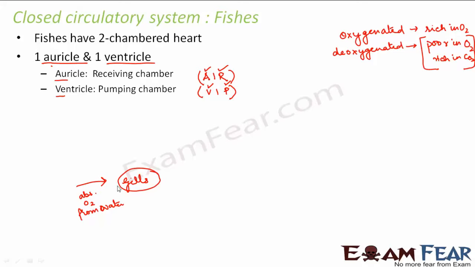So once the gills absorb the oxygen, what kind of blood will come out of the gills? It will be oxygenated blood, because it will have more oxygen. So this is the good blood. Where will the good blood go? This good blood will go to the different parts of the body. So this oxygenated blood from the gills will go to the different parts of the body, correct?